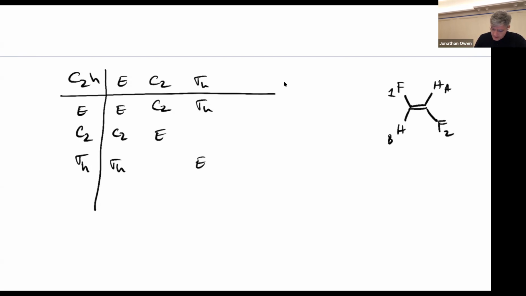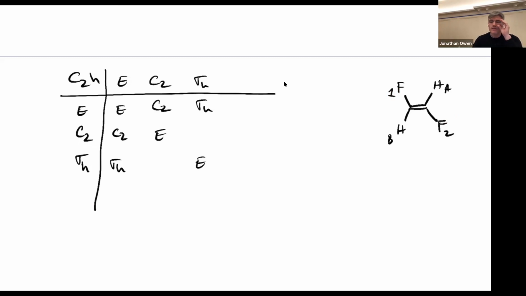How about a C2 followed by a sigma H? We're going to send C2 F1 to F2, the top of F2 to the bottom of F2 after that sigma H. How do you get the top of F1 down to the bottom of F2 here? Is that an inversion? That is an inversion. A little bit hard to see, but let's think about it this way for a second.